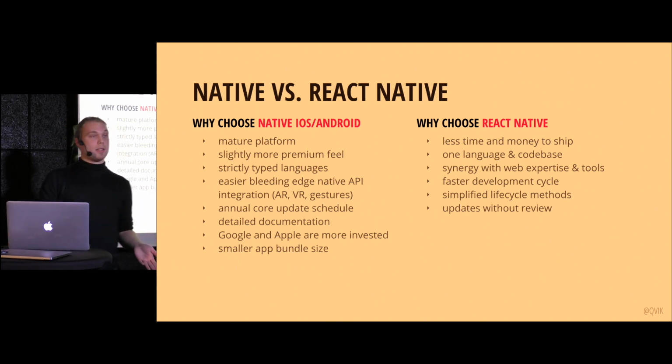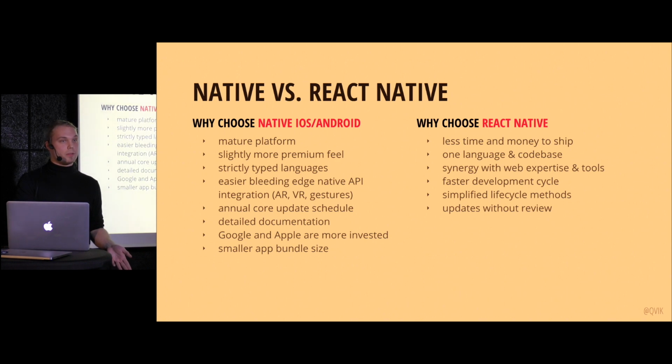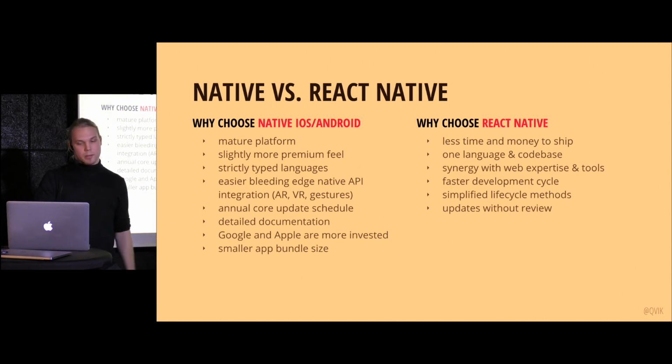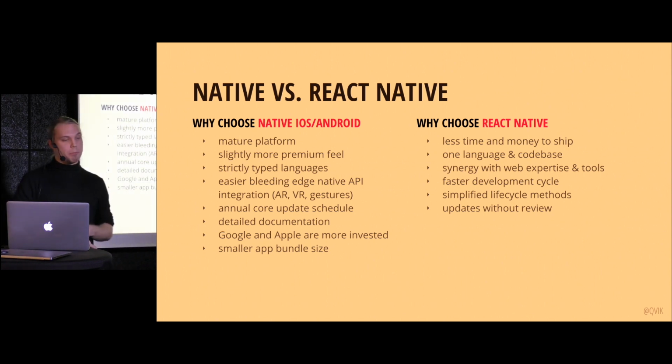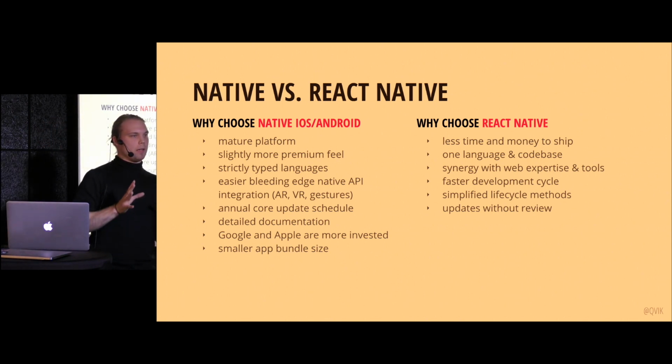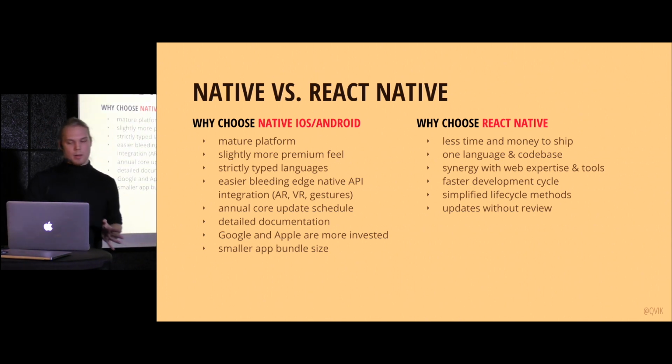You can use strictly typed languages. I'm guessing most of you use Swift, right? You get better APIs right as they're released. You get an annual core update schedule, whereas React Native is updated every month. You'll have to update your libraries at least once a quarter. So that's a lot of maintenance if you want to upkeep your app.